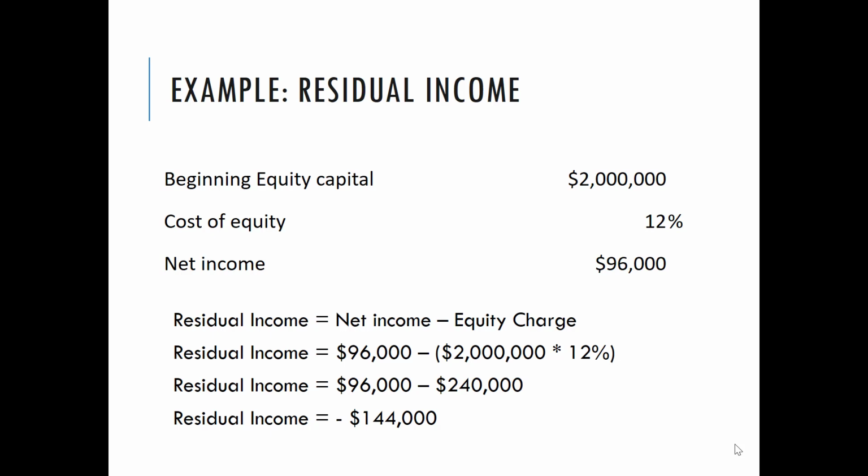So the equity charge is 240,000. We have our net profit of 96,000, subtract that 240,000, and you get a negative residual income. So even though it's a profitable firm, it's actually making an economic loss. So if you want to think about it from a continuing perspective, they're basically destroying shareholder value. And if we don't think that they can actually generate a positive residual income in the future, they should probably just stop now, because their value will just be decreasing as they go on into the future.